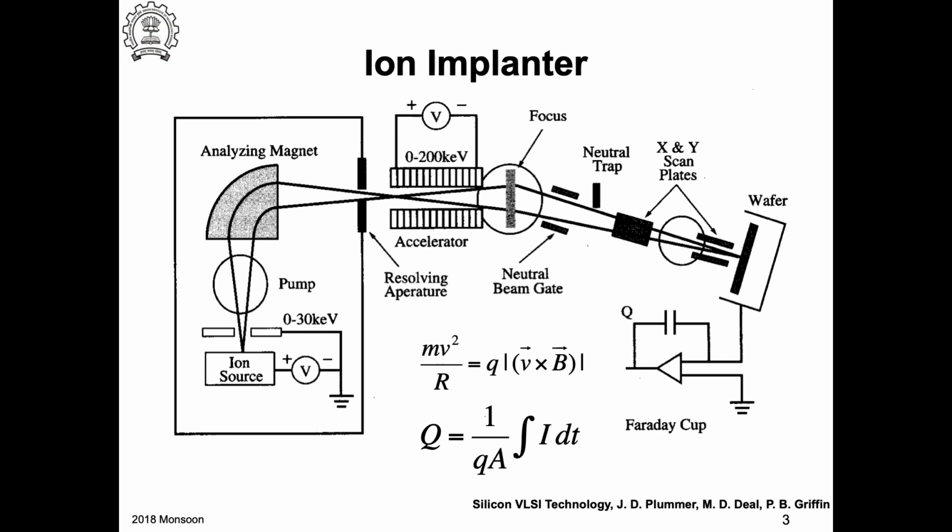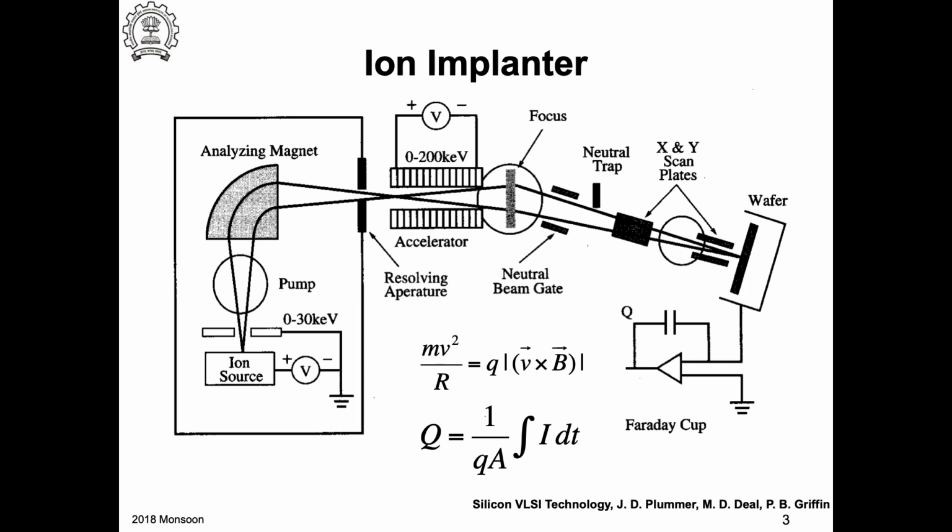And then this is what is called a neutral trap, and then you have your wafer here. This is your wafer, and you have what is called a Faraday cage. This is a chuck on which you place the wafer, and it is connected through an arrangement like this, so that you can measure the charge. This is essentially an integrator, which integrates the current that goes into the capacitor, and that gives you the dose. Okay, so that is the basic schematic of the ion implantation.